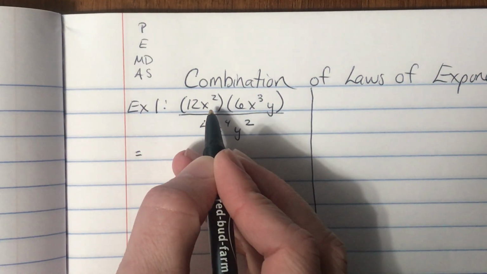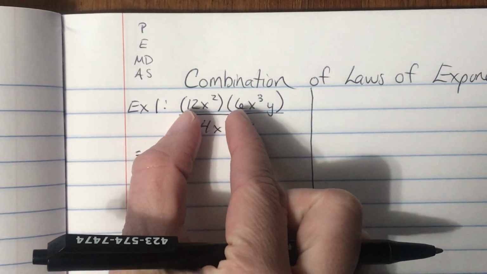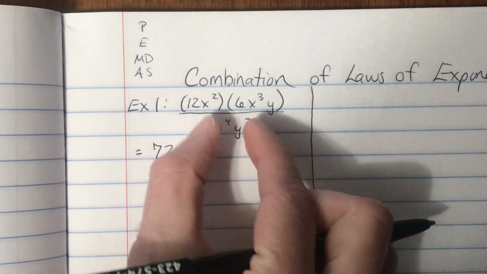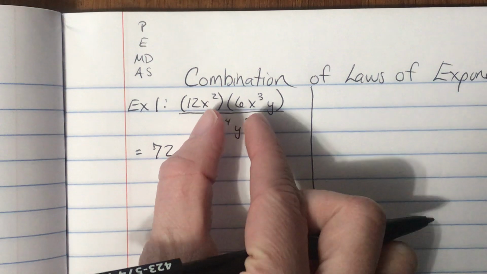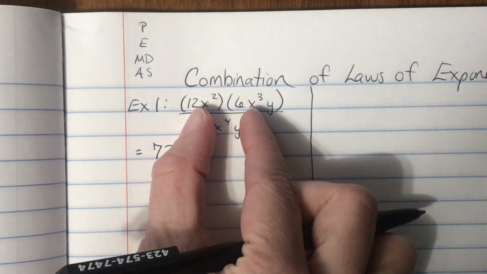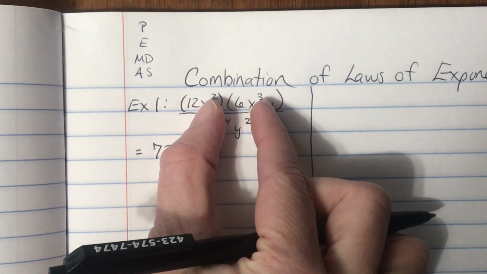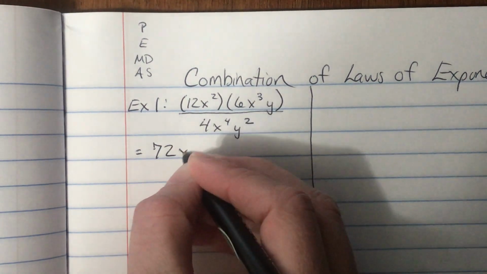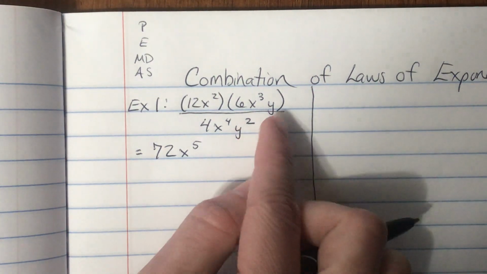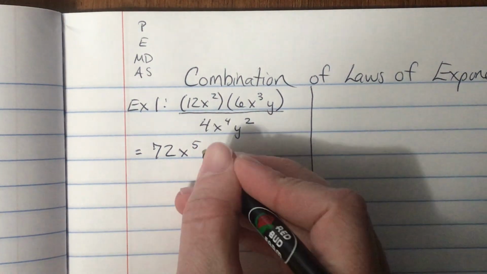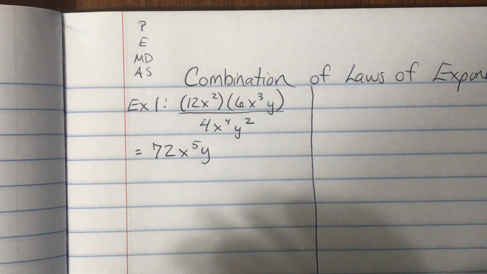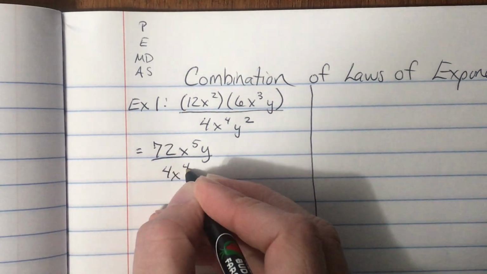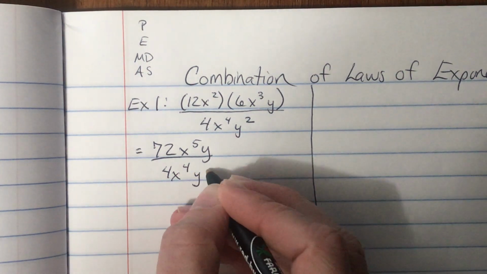We're multiplying here. And so what that means is we're going to multiply the numbers, the big numbers. So 12 times 6 is 72. And then we're going to multiply x squared times x to the third. They have the same base. So because they have the same base, what are we going to do to these exponents? We're going to add them. So 2 x's, 3 x's, that is x to the fifth. And then the y has nothing to multiply by on the top. So we just leave it. All right. And then that is still over 4x to the fourth y squared.